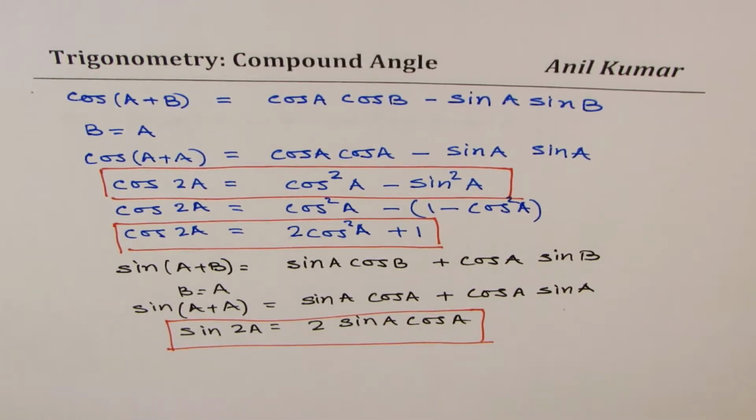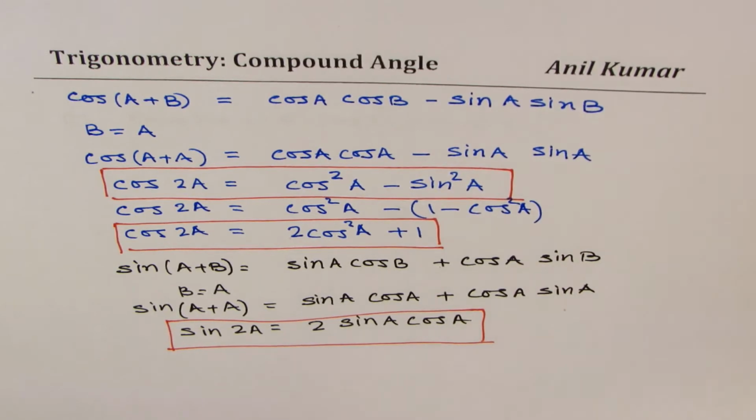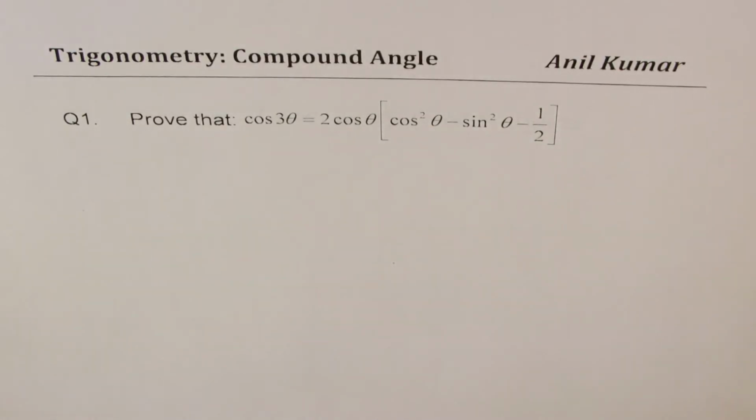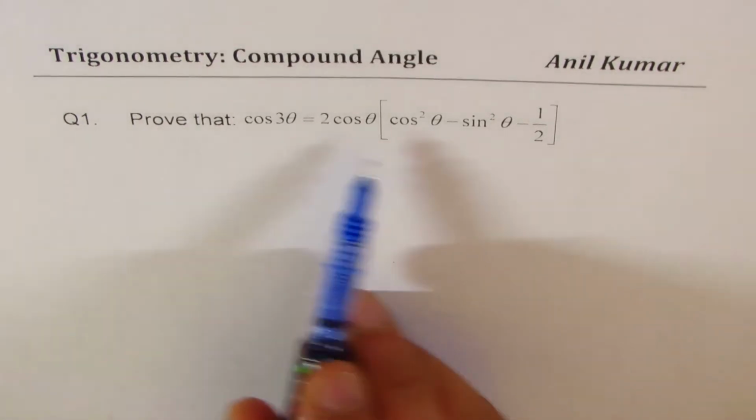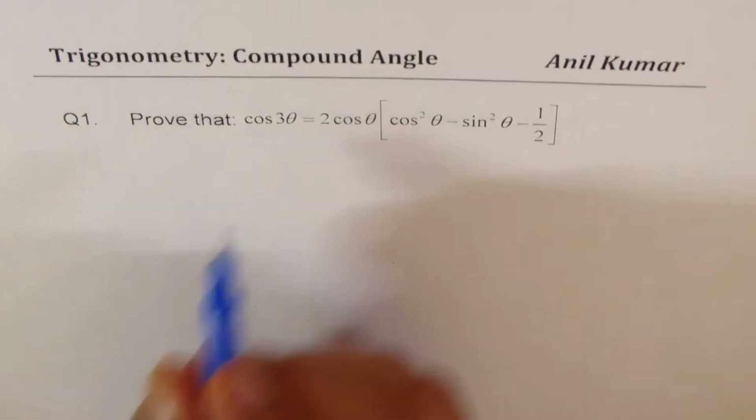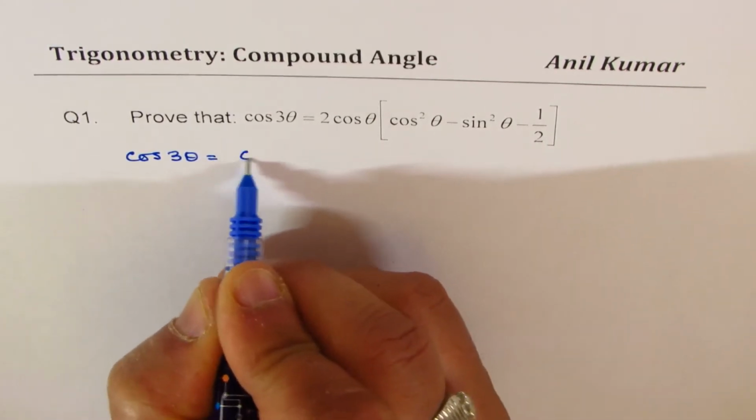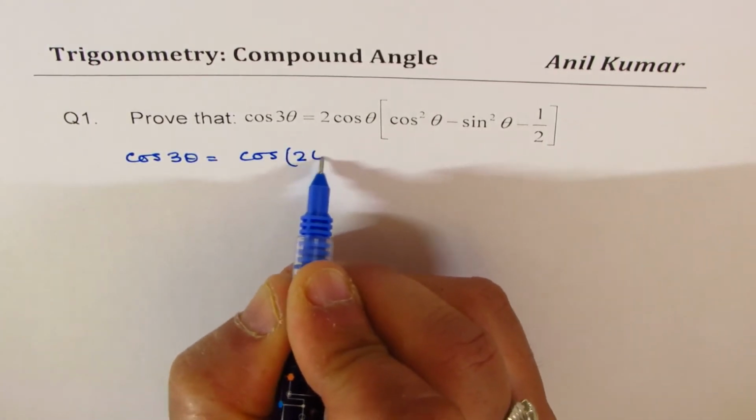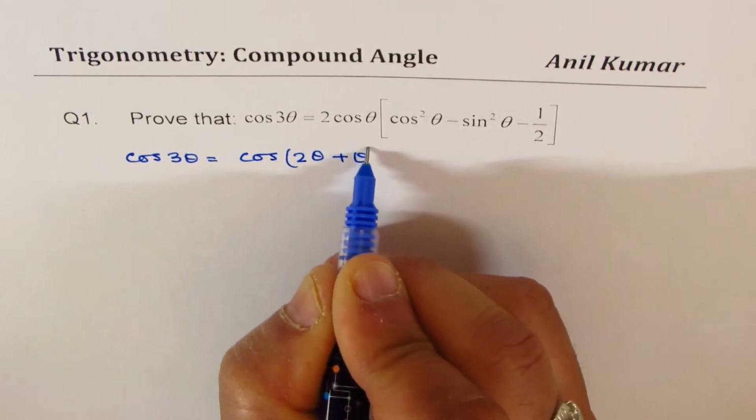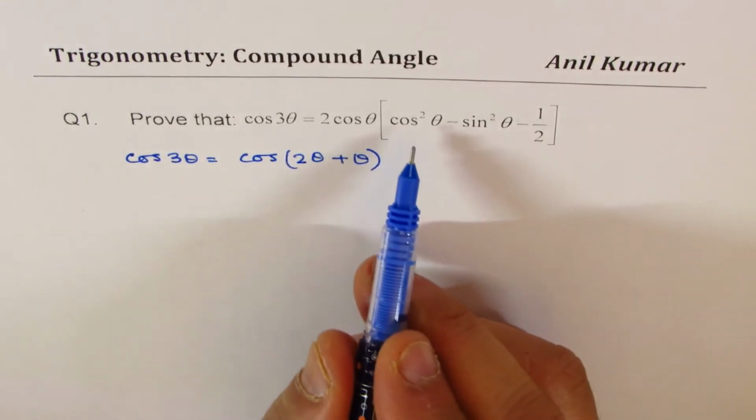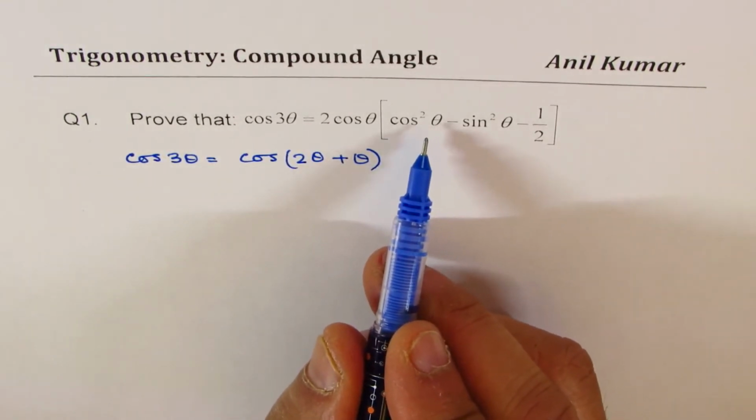So now let's move on, and we'll take up the first question, which is cos 3 theta. So we have to prove this particular formula for cos 3 theta. We could write this as cos 3 theta equals cos of 2 theta plus theta, correct? Now we are looking for cos square theta here.